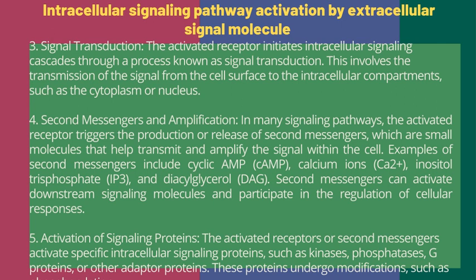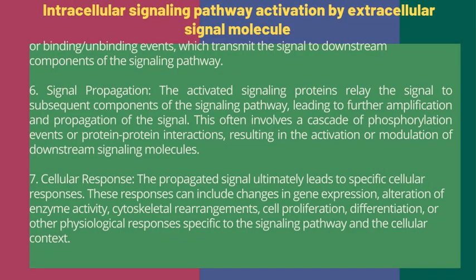Fifth, activation of signaling proteins. The activated receptors or second messengers activate specific intracellular signaling proteins, such as kinases, phosphatases, G proteins, or other adapter proteins. These proteins undergo modifications, such as phosphorylation or binding-unbinding events, which transmit the signal to downstream components of the signaling pathway. Sixth, signal propagation. The activated signaling proteins relay the signal to subsequent components of the signaling pathway, leading to further amplification and propagation of the signal. This often involves a cascade of phosphorylation events or protein-protein interactions, resulting in the activation or modulation of downstream signaling molecules.